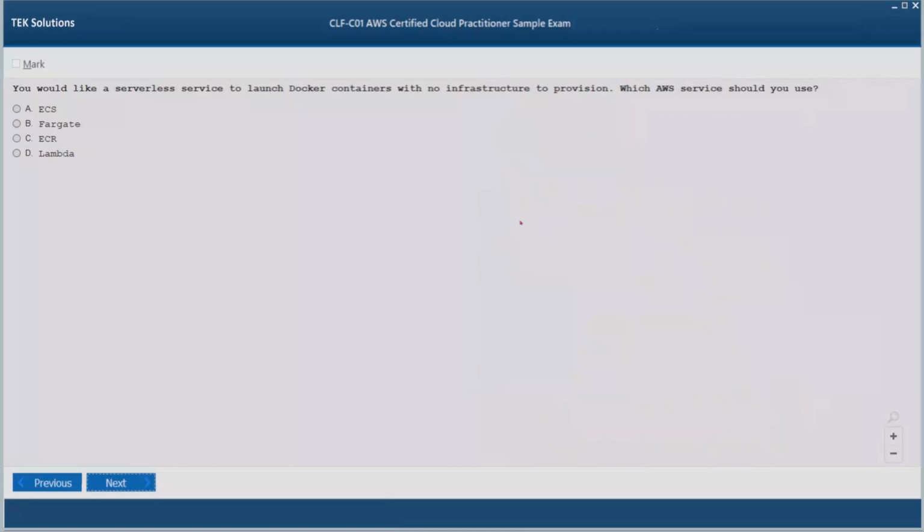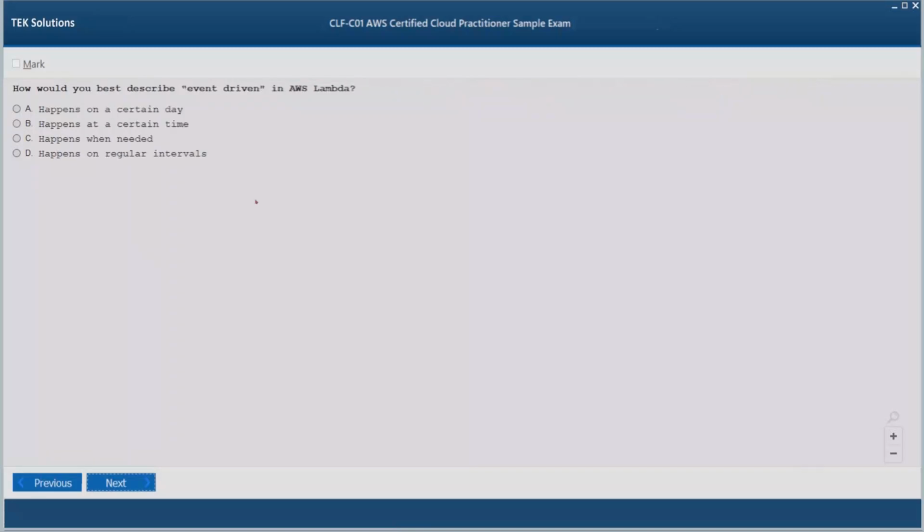You would like a serverless service to launch Docker containers with no infrastructure to provision. Which AWS service should you use? A. ECS, B. Fargate, C. ECR, D. Lambda. So the serverless service to launch the Docker containers. And the answer is B. Fargate. Remember, Fargate is a serverless service to launch Docker containers.